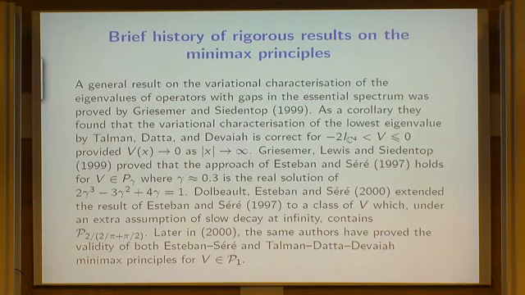Anyway, in 2000, the question seemed to be closed because the same authors, Dolbeault, Esteban, and Séré, published an article where they proved the validity of both their and the Talman-Datta-Deb approach for V's up to the critical value 1, past which, in any case, nobody knows. Right? And then, of course, it was a famous result. It's hard to read, but even for mathematicians, it takes some effort. But it was famous in the sense that it got something like 70 references or more.